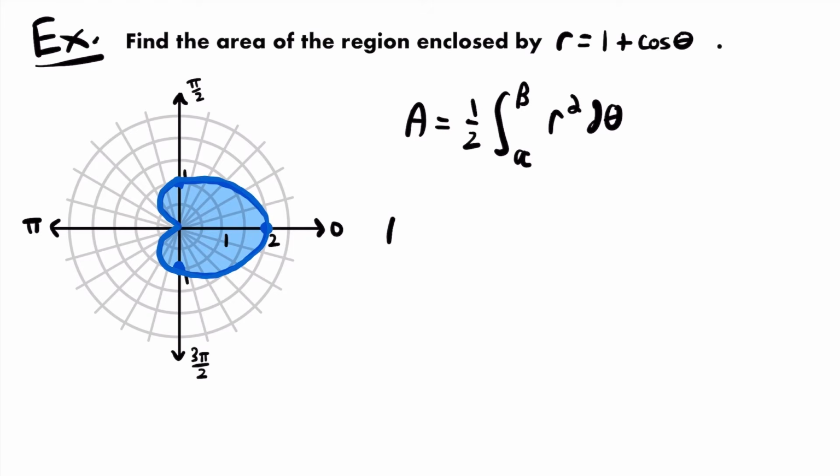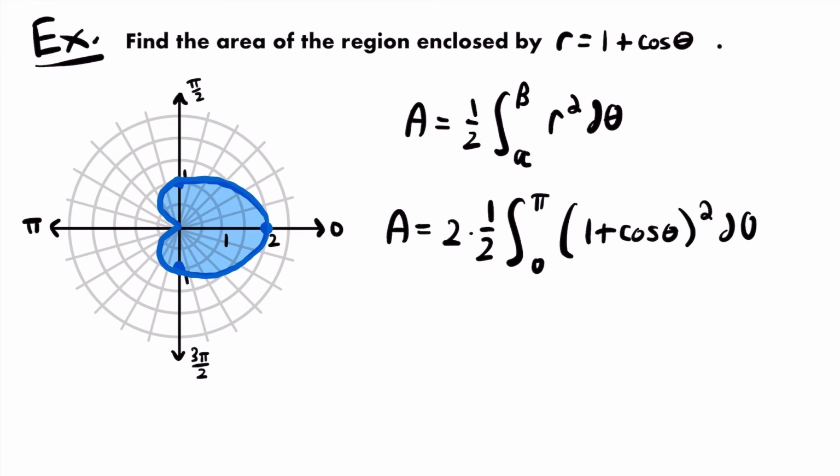So here's what we'll have. The area will be equal to 2, that's our 2 that we're using to double the area, times 1/2 times the integral from 0 to pi of our radius squared. So we'll have 1 plus cosine theta squared times d theta. This definite integral will represent the area of this cardioid. We're integrating from 0 to pi, which will be half of the shape, but then we're multiplying it by 2 to get the full area.